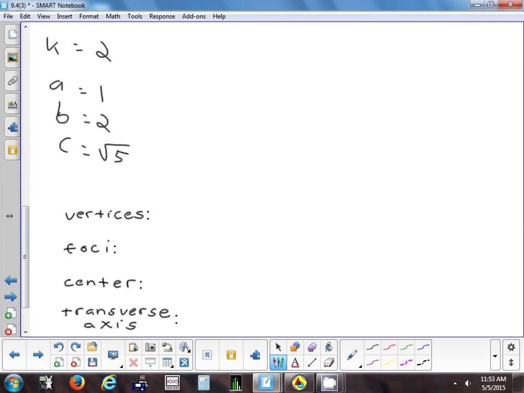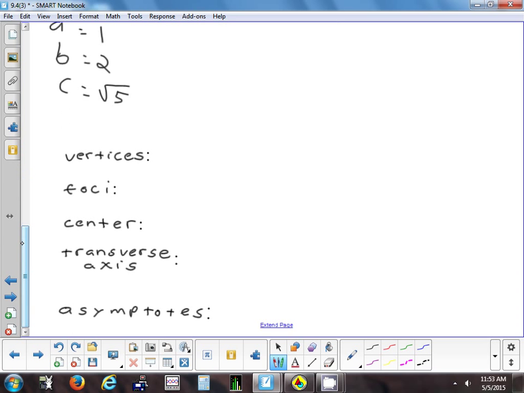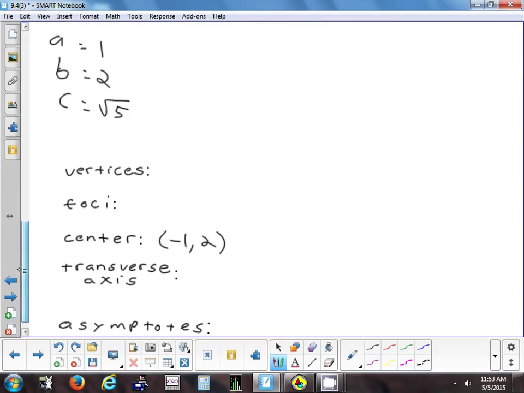All right, so our center is -1, 2. Okay, and if you look at what's positive this time, it tells us which direction the transverse axis goes in. Okay, Andy, what direction does that axis go in? Vertical. Yep, it's going to be vertical. So we're going to be above and below the center.